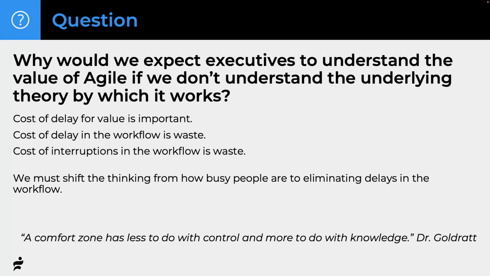And this is a really insightful comment from Goldratt in The Choice: a comfort zone has less to do with control and more to do with knowledge. Now, what is important about this? You think of executives and you think of managers. They got to where they got to by solving problems. They like to understand. And now all of a sudden we're saying, oh, this Agile stuff's great. Just trust us. No, they're going to go back to their comfort zone. And their comfort zone is probably command and control. So we drive them into command and control because we're not giving them the knowledge.